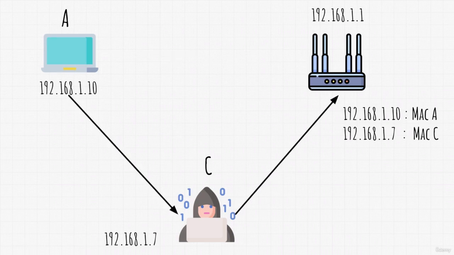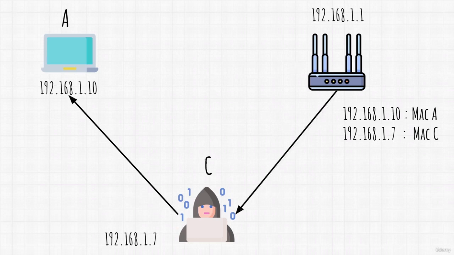In this case, if machine A tries to visit facebook.com, for example, it will send that request to us, which we then forward to the router, and the router forwards it to Facebook. Like this, we can sniff the data if it is unencrypted, and we can also see what websites machine A is visiting. And this communication works both ways.